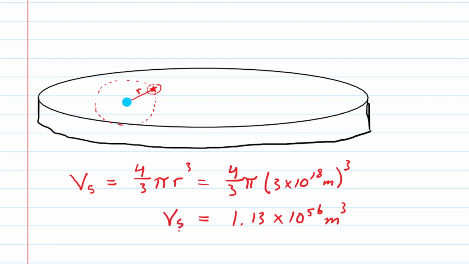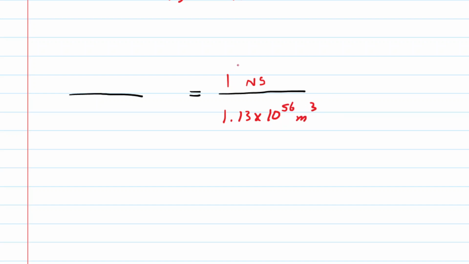So now you're probably wondering, okay, we have the volume of the Milky Way galaxy, we have the volume of that spherical region. How do we relate these two numbers together? So that's what we're going to do next. And to do that, perhaps we can set up a proportion. And on the right side of this proportion, we're going to say that there is one neutron star within a volume of 1.13 times 10 to the power of 56 meters cubed. So again, that was from the previous picture. We saw there was one neutron star within that spherical volume.